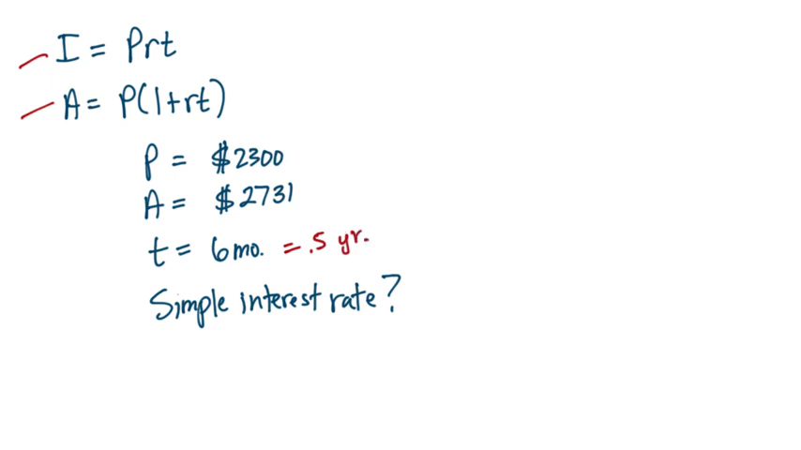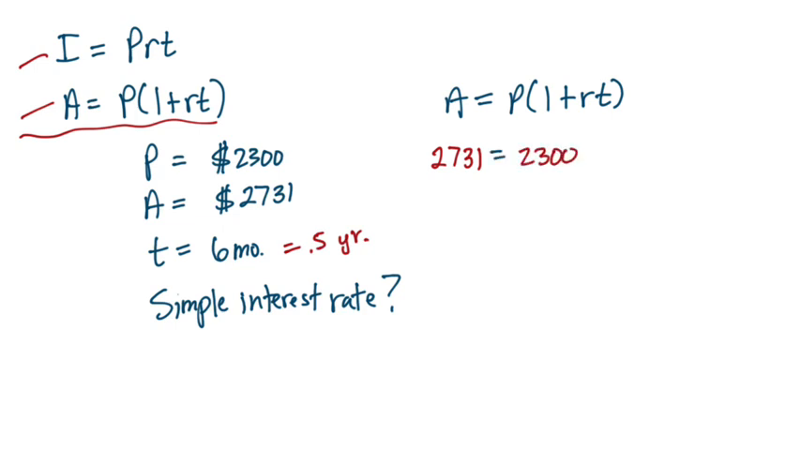And you're asked to find the simple interest rate. So since you have A and P, you're going to use the second formula here. So let's go ahead and do that. I would write the formula down, and then I would plug in the variables. And so you're going to have 2,731, that's A, or your future value, equals your present value, which is $2,300, or again, that's the starting amount you put in the bank. And then this will be 1 plus R. Well, R is the interest rate, and that's what we're looking for. And then the time was half a year.